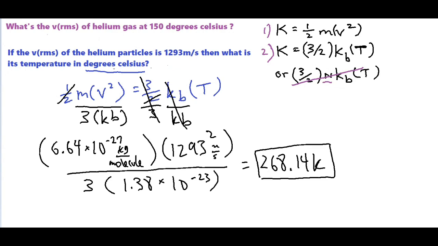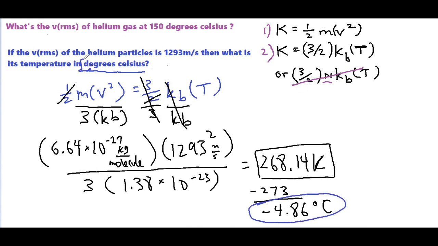Okay, now if you want to convert that into degrees Celsius, you could subtract 273 from that number, the opposite of what we did earlier to get it into the standard units of Kelvin. And now we get our final answer, and that comes out to negative 4.86 degrees Celsius. And then that takes us to our final solution of what they asked us for, since they did ask for it in the units of degrees Celsius.